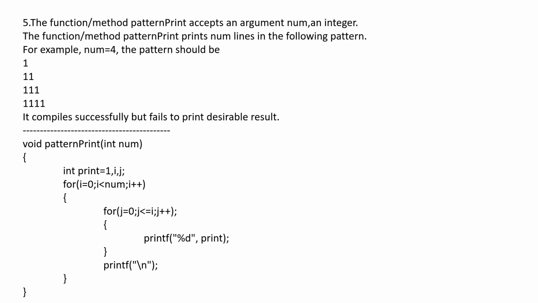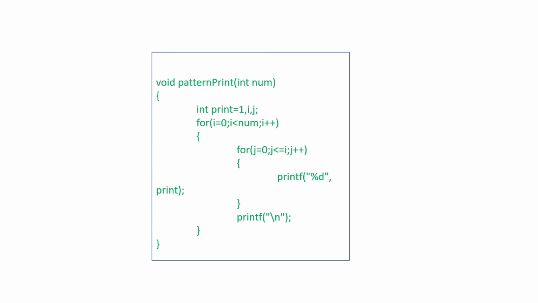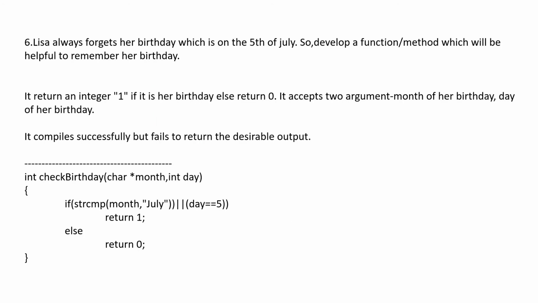If we look into the given code, I think this code is perfect. Here we have used 2 for loops and the time complexity is order of n square, and there is no syntactical nor logical error within the code. So this is perfect.